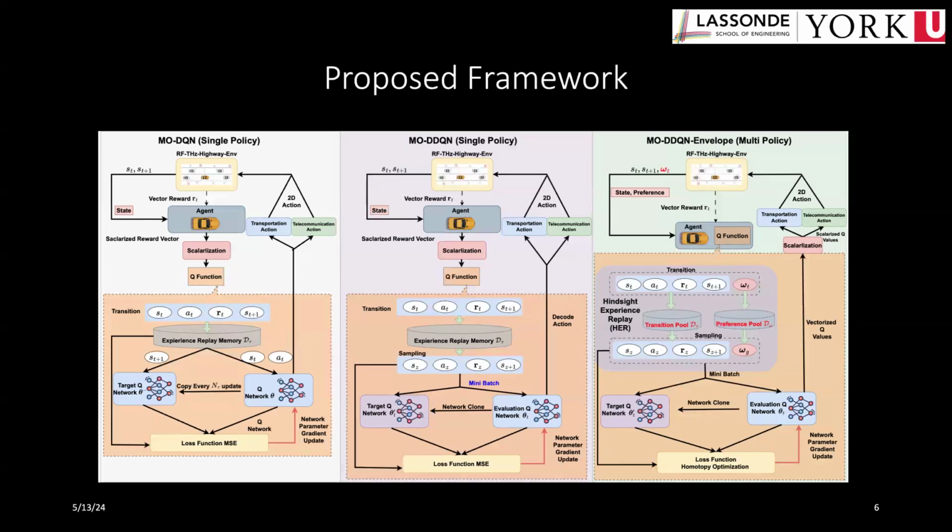As you can see here is our conventional DQN and DDQN. We have only one experience replay pool here, and DDQN incorporates experience replay, so it has to do mini-batch sampling. But in our MODDQN, we have another pool for sampling the preference vector, so there are two separate pools. The first samples the state, action, rewards, and next states, and the other samples the preference. These are put into the neural network with homotopy optimization as well, and then we get the action.